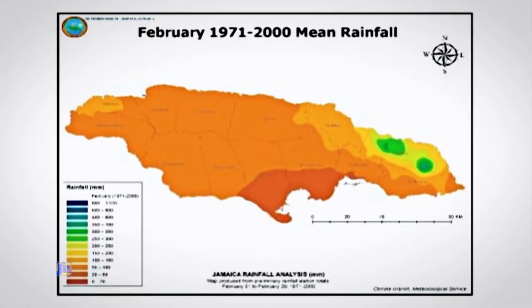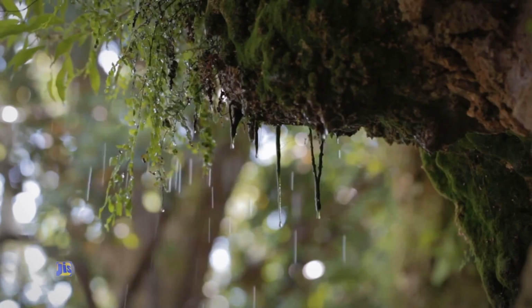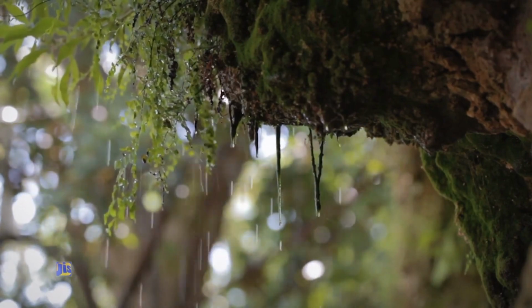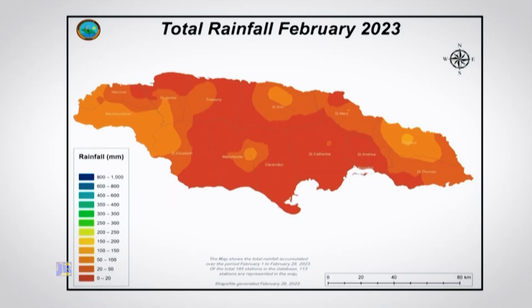A December 2022 report from the Meteorological Service of Jamaica showed that all parishes were experiencing rainfall levels below their respective 30-year averages. Kingston and St. Andrew recorded a mere 5% of their average rainfall. Since the start of this year, the country has been experiencing a meteorological drought.